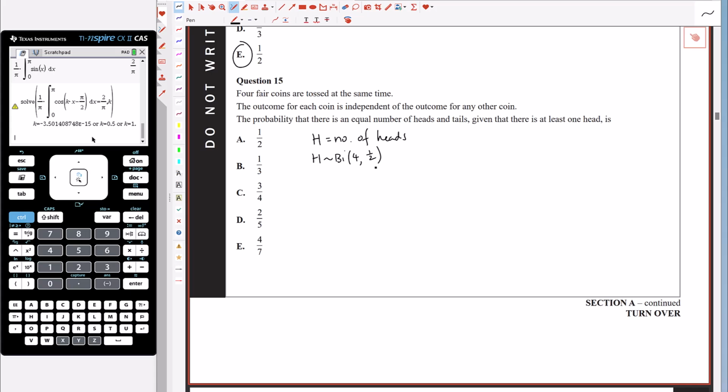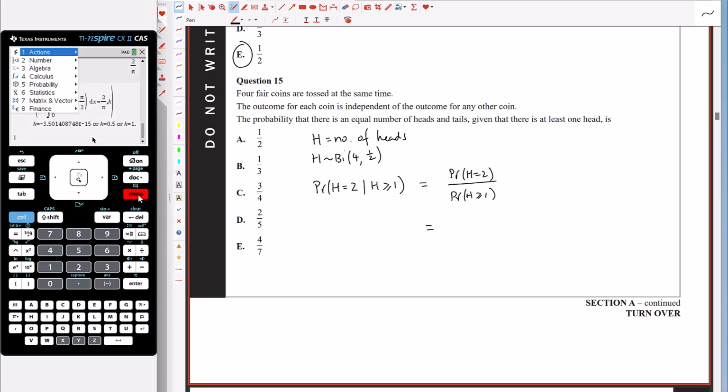The probability that there is an equal number of heads and tails, so equal number of heads and tails would mean 2 heads and 2 tails, so that's going to be probability that the number of heads is 2, given that the number of heads is at least 1. So conditional probability, we need the intersection of these two things. If we need both 2 heads and at least 1 head, that's just 2 heads over the second thing. I'm going to need fractions here.